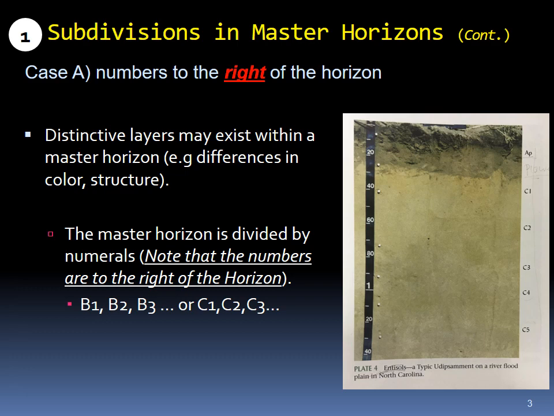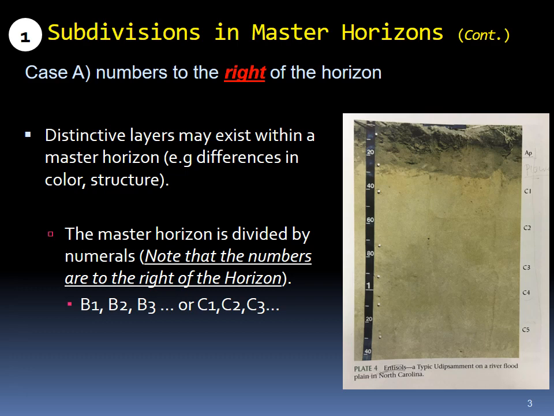Now, if we just focus on case A, we would find that this profile has two main master soil horizons. It has an A horizon that is undergoing plowing activities and a C horizon. However, you would find that the C horizon was divided into C1, C2, C3, C4, and C5. Now, these C's have numbers 1, 2, 3 to 5, and all the numbers exist to the right. So what does this really mean?